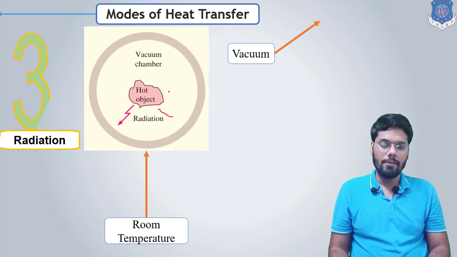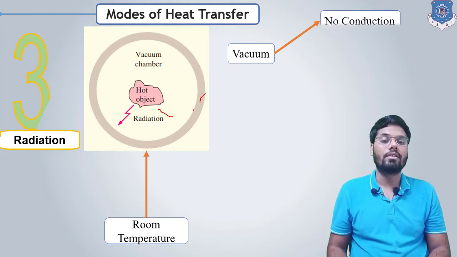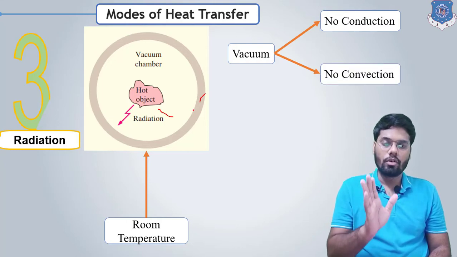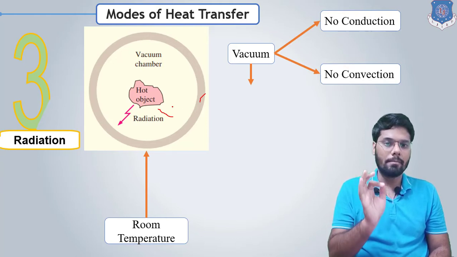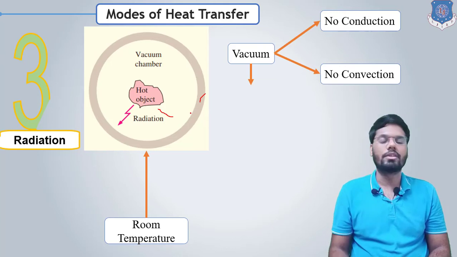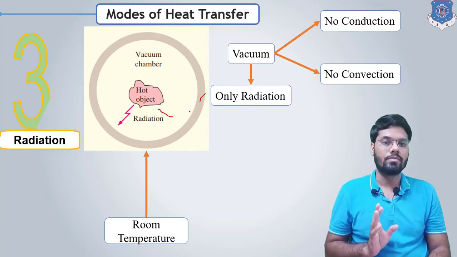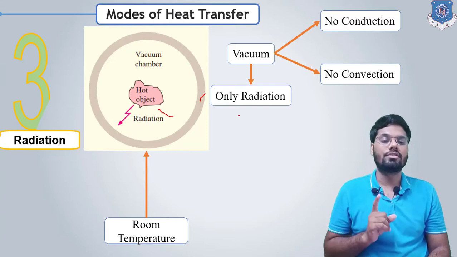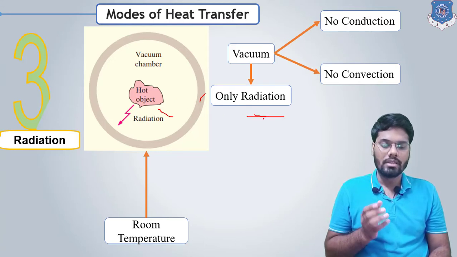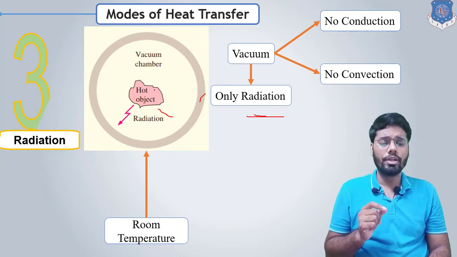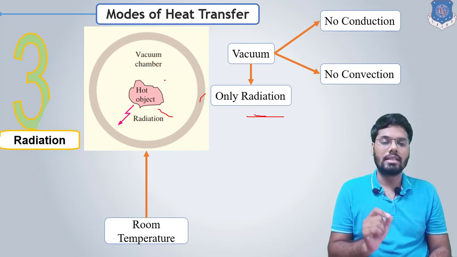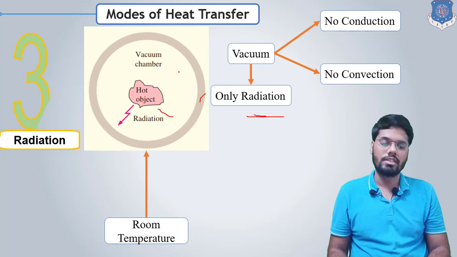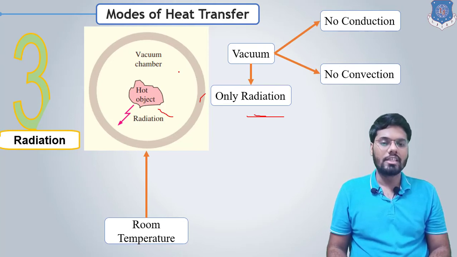But still, if we measure the temperature of this wall after some time, there will be a rise in the temperature of the wall of the vacuum chamber. So from this experiment it is confirmed that heat transfer must take place between the hot object and the wall of the vacuum chamber. It is not conduction, it is not convection, but it happens by the mode known as radiation. There must be something transferring from this hot object to the wall of the vacuum chamber, and due to that the heat is transferred. This mode of heat transfer is known as radiation.